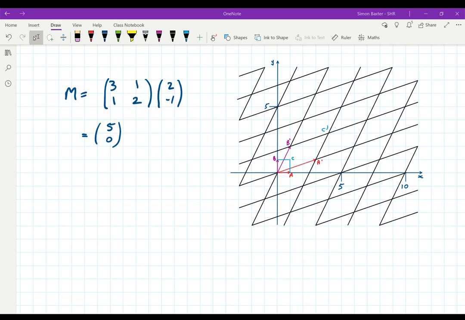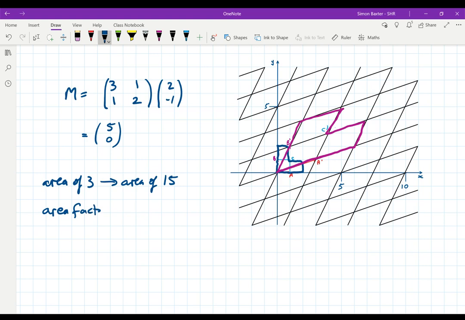Let's just look at a shape of 3 small squares made up like this: up, across, down. So I have 3 small squares. Those 3 small squares will be transformed onto 3 parallelograms, like that. So in this case, we start with an area of 3, and it is mapped onto the 3 parallelograms, an area of 15. So the area factor is 5.